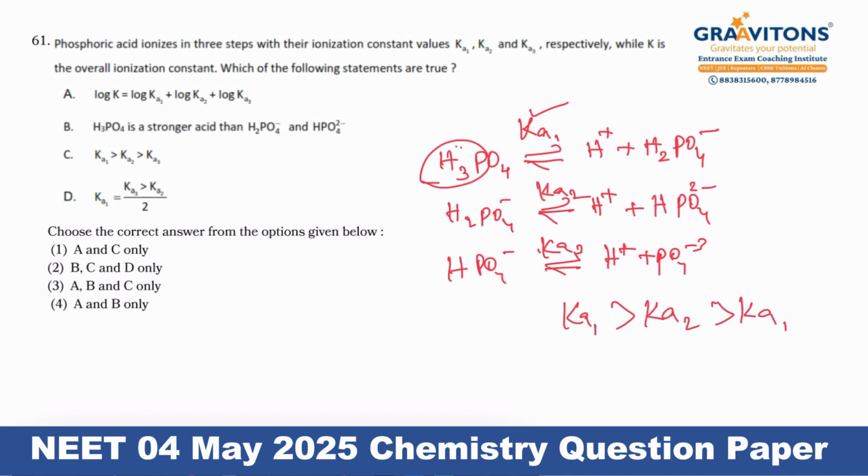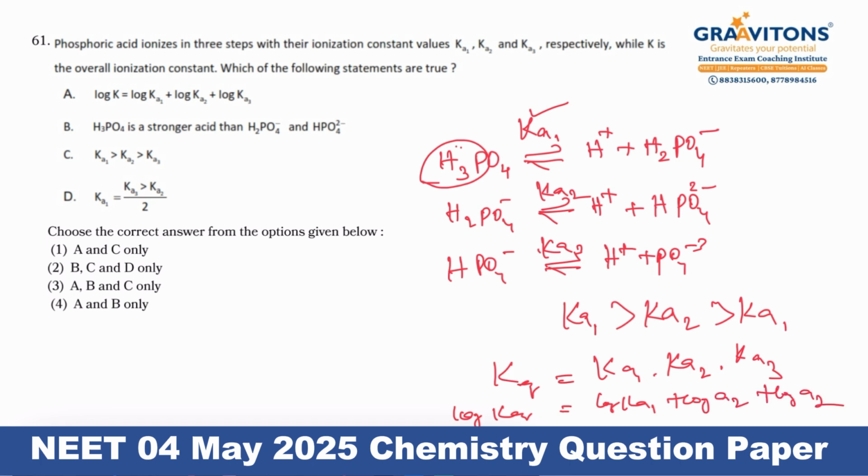And if I write the total equilibrium for this particular 3-step reaction, I can take Keq equal to Ka1 into Ka2 into Ka3. If you take log on both sides, you will have log Keq is equal to log Ka1 plus log Ka2 plus log Ka3. It is very clear that option A, then B, which is a strong acid because Ka is very high here, and C, which is the given order, these 3 are correct, and option D we won't get. So the correct option would be A, B, C, the third one.